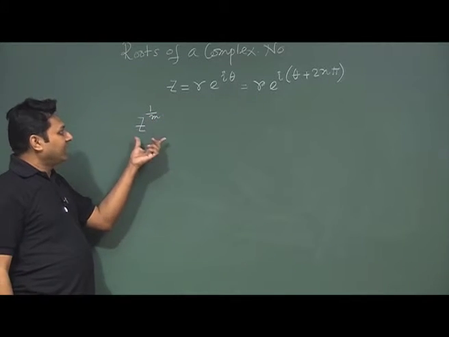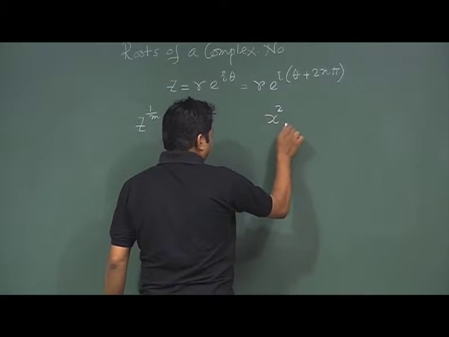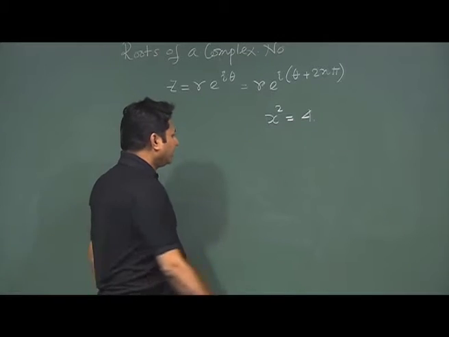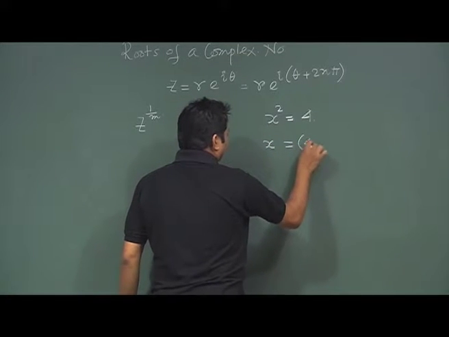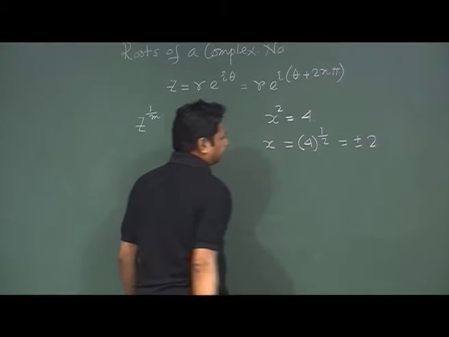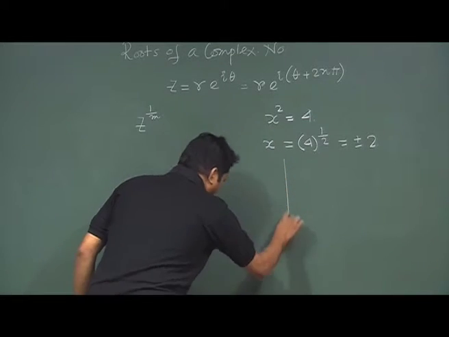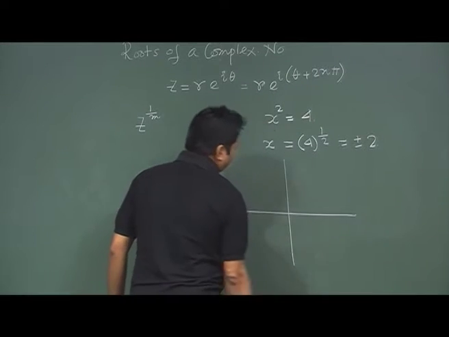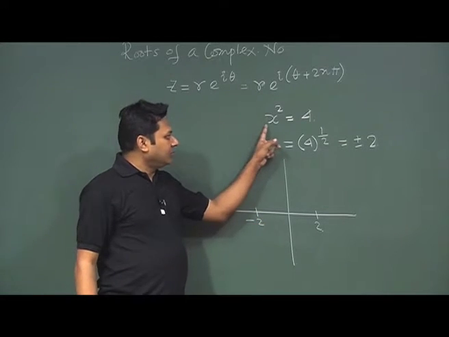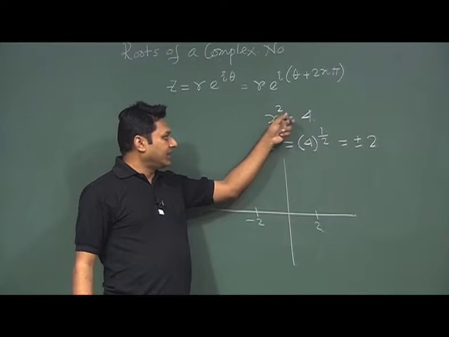Before that, let us go back to how to find, say, x square is equal to 4. So, what is the value of x? 4 to the power half, which is plus minus 2. So, that means I will have here 2 and here minus 2, two points, and this is the root of a real number. You can have any number, and when you take the square root of that, then you have 2 numbers.